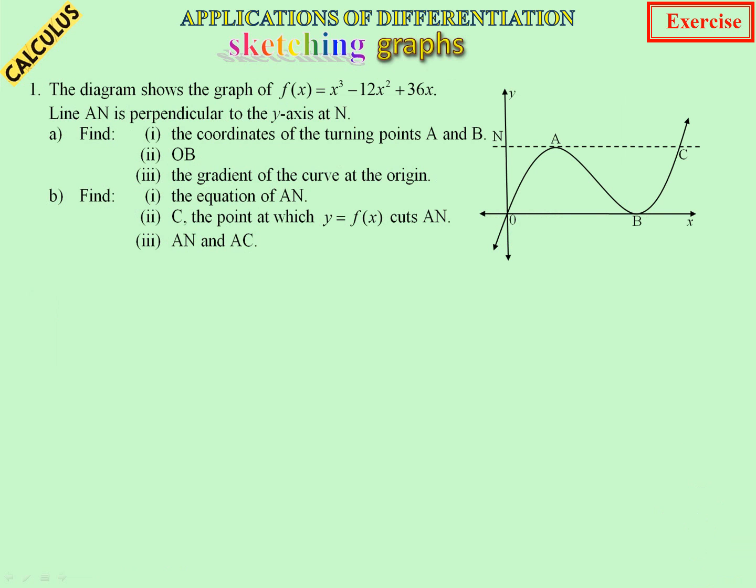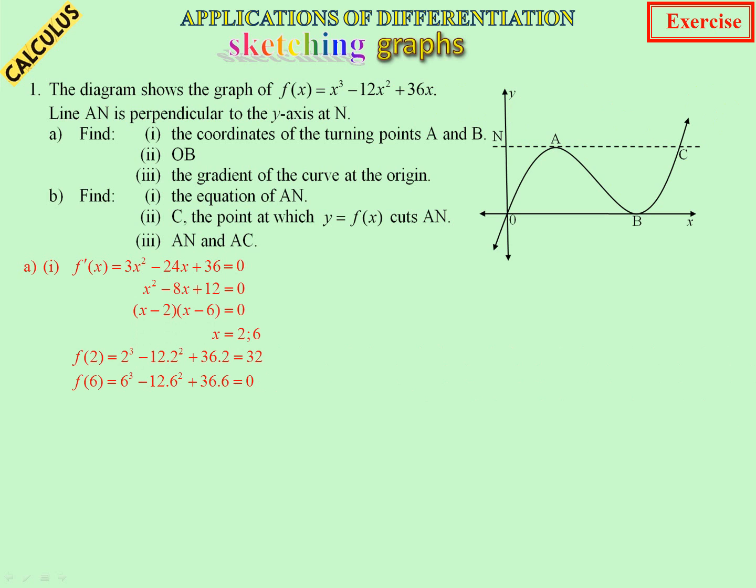Number 1. f of x equals x cubed minus 12x squared plus 36x. Coordinates of the turning points A and B. Turning points A and B. Derivative equals 0. Solve. I'm going to divide through by 3 first, just to simplify the factorizing. So we have the x values. We need to substitute back into the original to find the y values. So we now have the turning points.